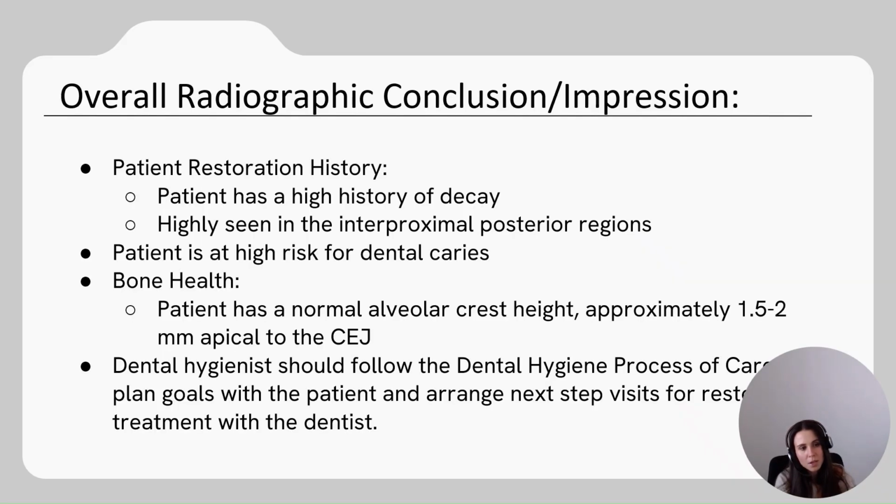Based on the patient's restoration history, the patient has a high history of decay, which is highly seen in the interproximal posterior regions. Based on the full mouth x-rays that I went over, the patient would be considered high risk for dental caries. The bone health of the patient is normal due to the alveolar crest height, which is approximately 1.5 to 2 millimeters apical to the CEJ.